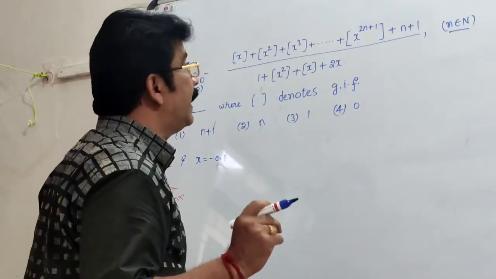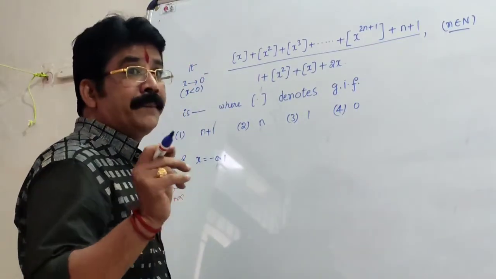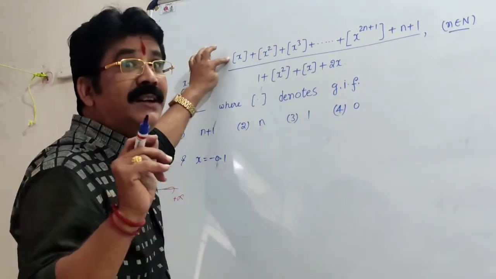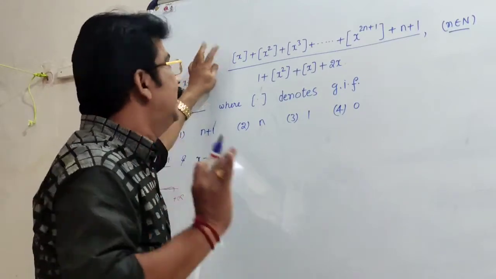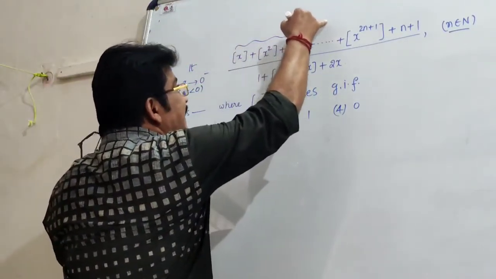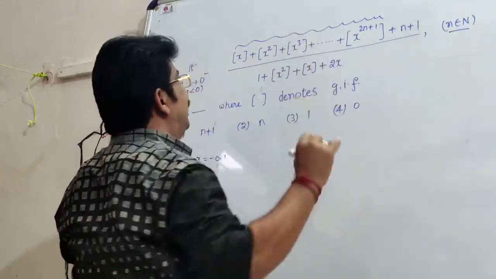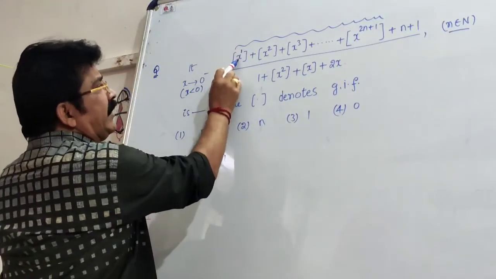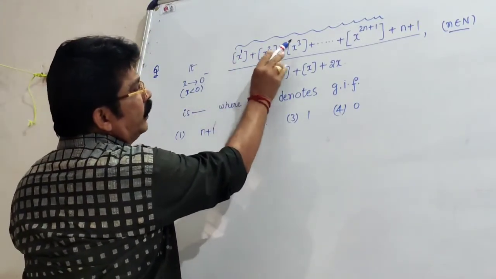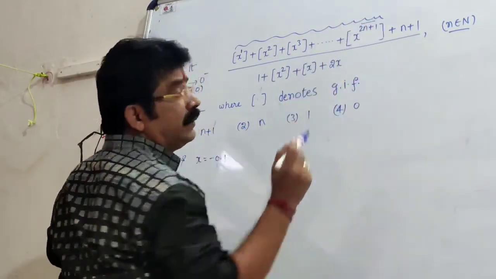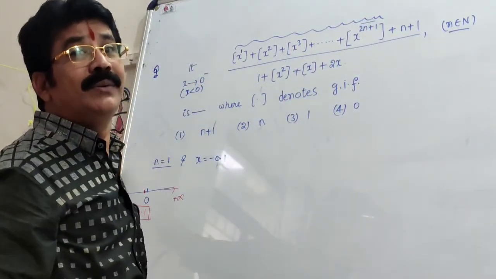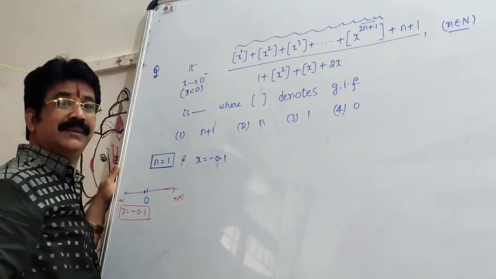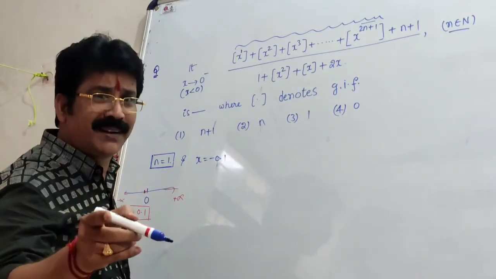Okay, 1 minute. Sir, you can ask me: n is equal to 1, how many terms do we have to consider in the numerator? That is the point, right? This is the series. It has 2n plus 1 terms: x power 1, 2, 3 and so on up to 2n plus 1. Total how many terms are there? 2n plus 1 terms. Right. We are taking n equal to 1. N equal to 1 means 1 term?